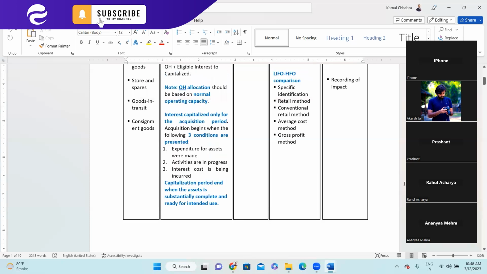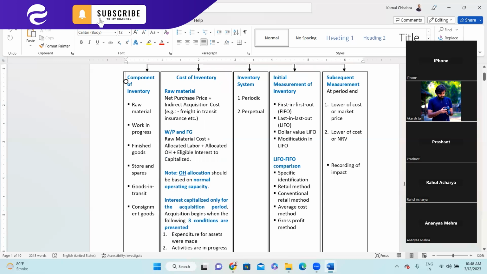Okay. So the next thing is inventory system. Have you heard about the periodic inventory system or the perpetual inventory system?